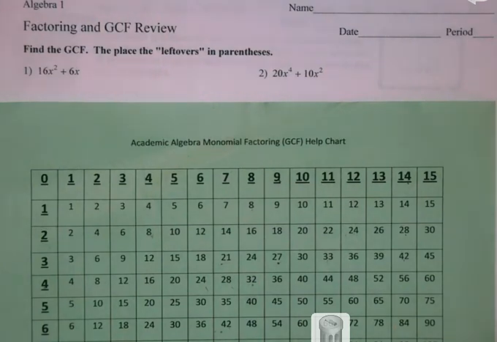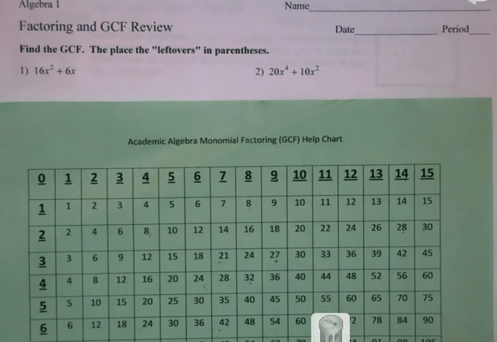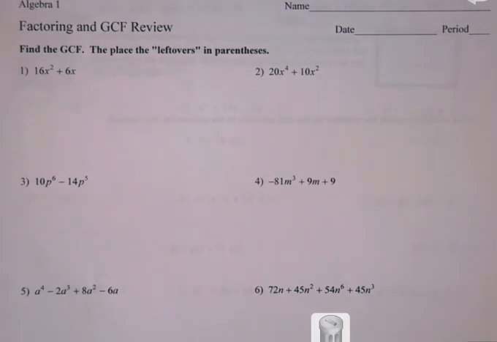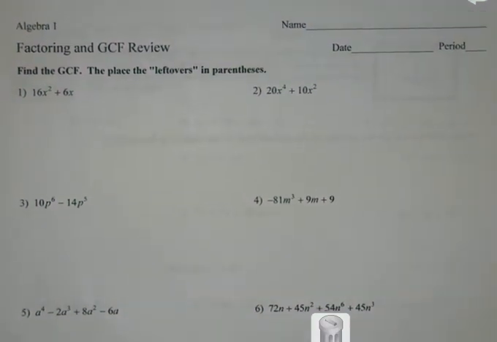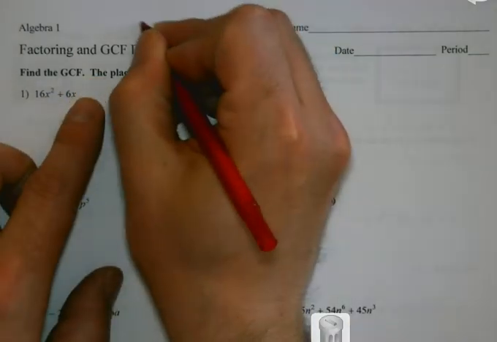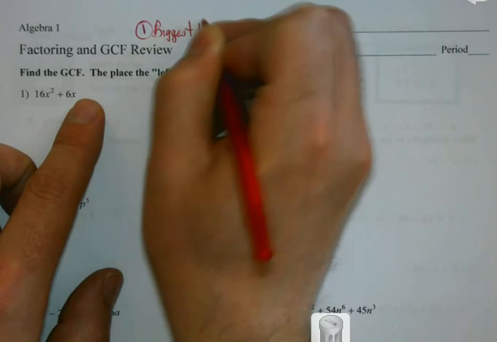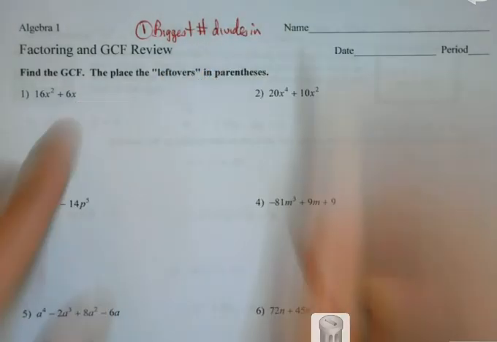I'm going to work through a pretty good chunk of this factoring and greatest common factor review with you, using my handy-dandy chart here if I need it. The biggest thing here is going to be figuring out again, and we'll make mention of it one more time, that when I'm finding a greatest common factor, I'm looking for the biggest number that divides into all the numbers.